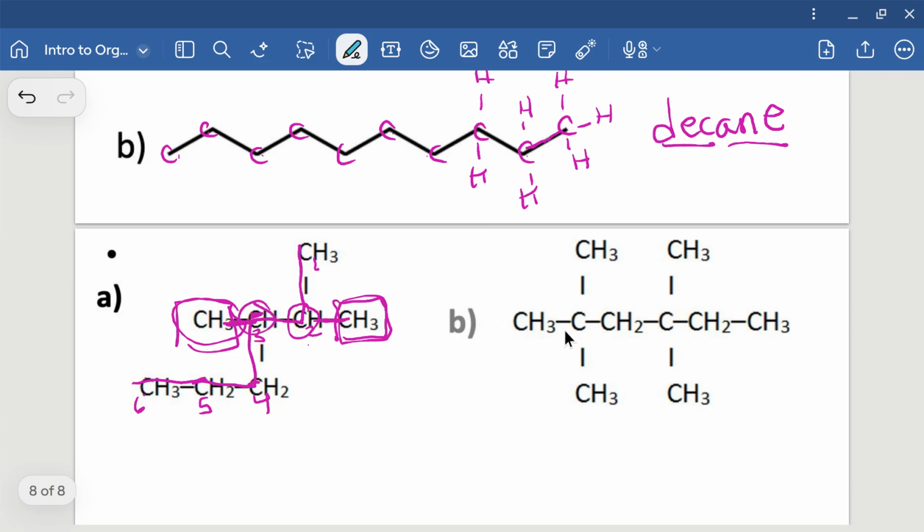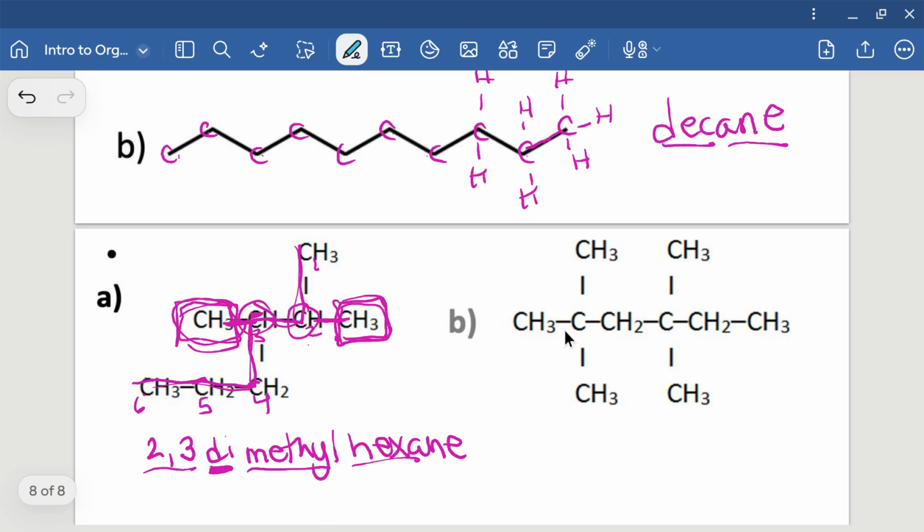So when I'm writing this out, I need to say where they are placed. This would be 2, 3, di, because there's 2 of them, methyl, and then my longest chain is 6, so hexane. So I'm putting everything in here: 2, 3, saying where they are, di, because there's 2 of them, methyl, because that's what these side groups are, just 1 carbon side groups, and then hex for the longest chain, and then ane for all single bonds.